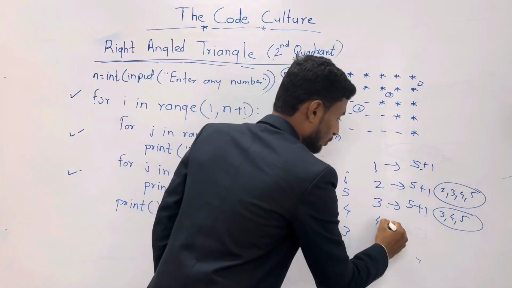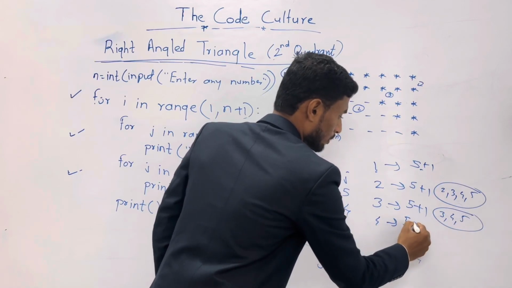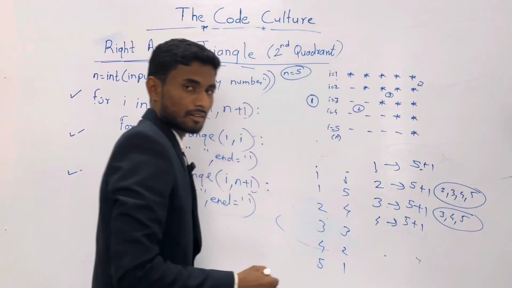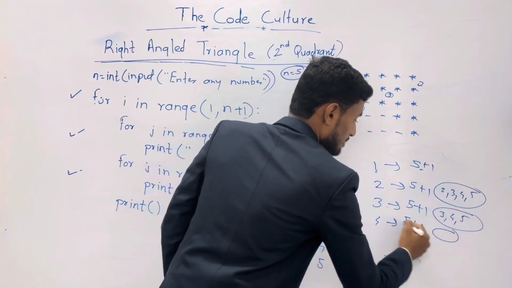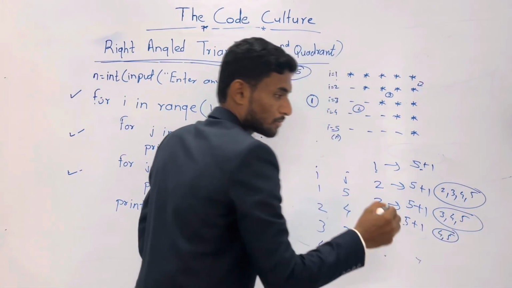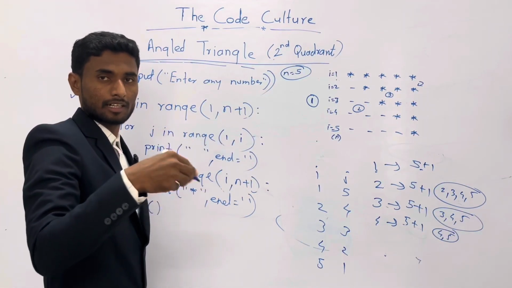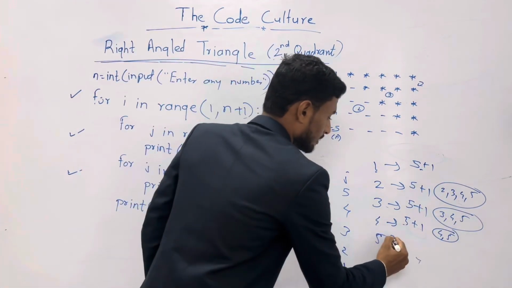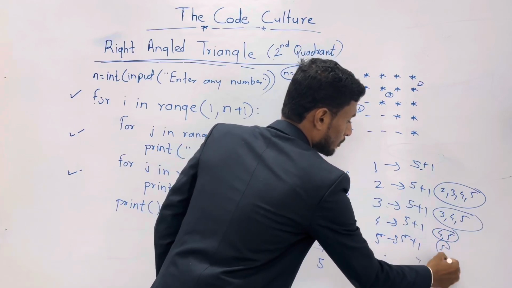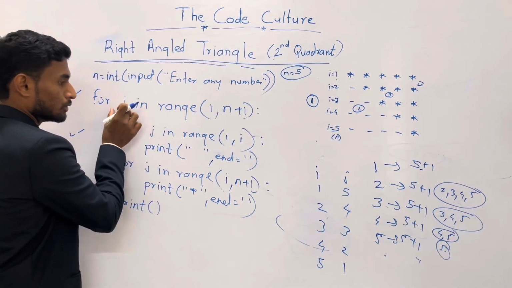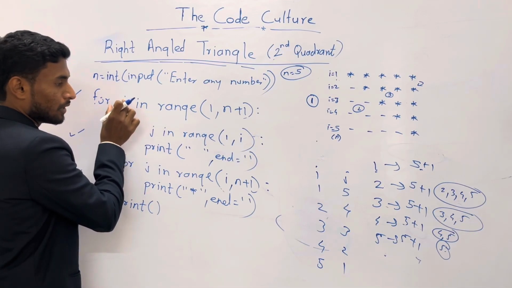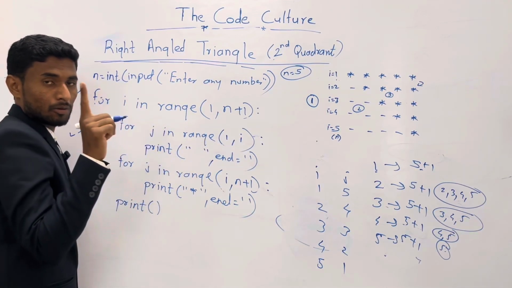After that, suppose the I value is 4, I am going up to n plus 1, that is 5. How many times will this for loop repeat? 2 times, that is, for j values 4 and 5 our second inner for loop will repeat. And at last, 5 to 5 plus 1 means only for I value 5 will our loop repeat. So similarly for I value 1, I will get this for loop repeated only once.